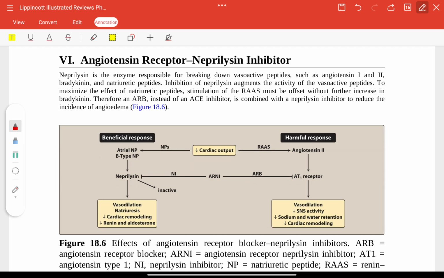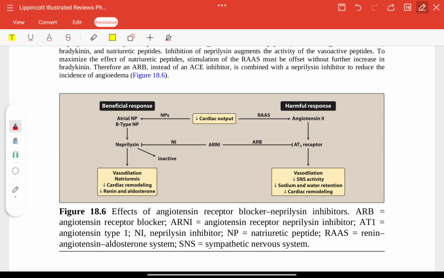Now angiotensin receptor neprilysin inhibitor. You can see here, cardiac output is decreased. Now natriuretic peptides go here, and atrial natriuretic and B-type natriuretic peptides will release neprilysin, which will cause vasodilation, natriuresis, decrease cardiac remodeling, and decrease renin aldosterone. Also, the RAS system will be activated, angiotensin 1 to angiotensin 2, and vasodilation, sympathetic activity will be decreased, sodium water retention will be decreased, and cardiac remodeling will be decreased.